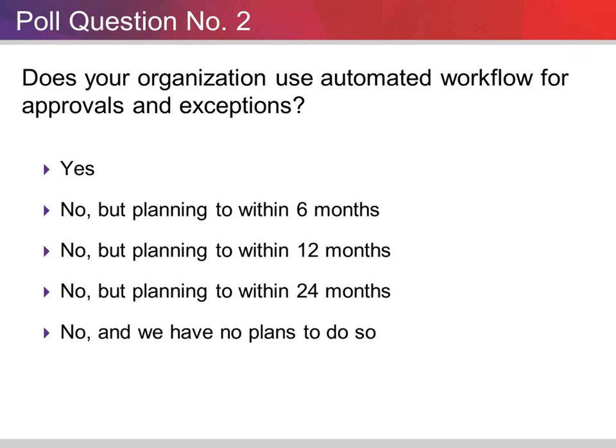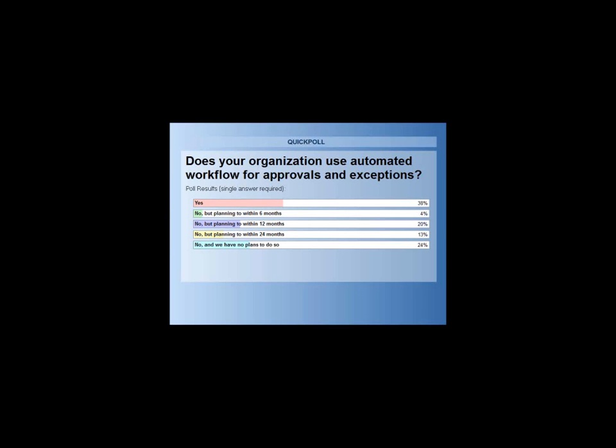Let's go ahead and share the results of what you all said. This is very encouraging, Charlie. 1 in 3 folks on our line say that they currently use automated workflow for approvals and exceptions. So that's actually a little bit higher than the early users of our maturity model. The second highest respondent rate, 1 in 4, say no, and you have no plans to do so.